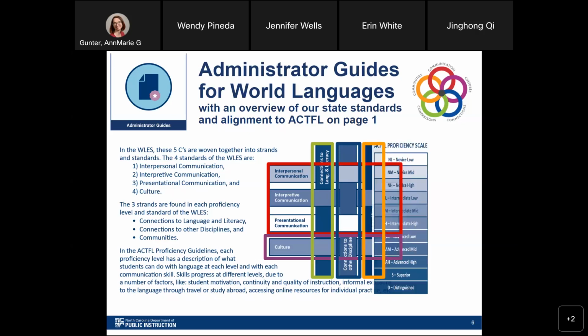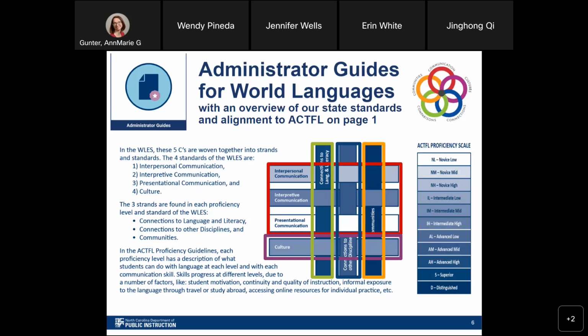In addition, right next to that information on the administrator guides about our state standards is the ACTFL proficiency scale. Here you see a screenshot of that. The ACTFL proficiency scale goes from novice low proficiency, or basic skills when someone's learning a language, all the way up to distinguished. However, in our North Carolina World Language Essential Standards, we have proficiency outcomes from novice low through advanced mid. When the standards were written and approved in 2010, the writers felt that the highest level a student could reach if they started a language and studied at K-12 was probably advanced mid. And so that's what we went with.